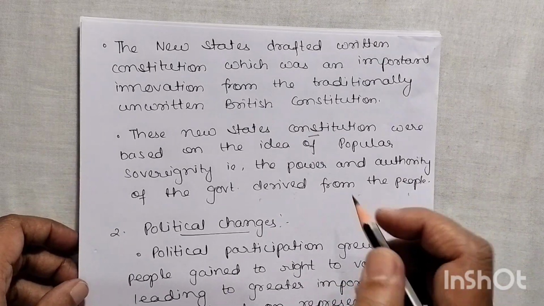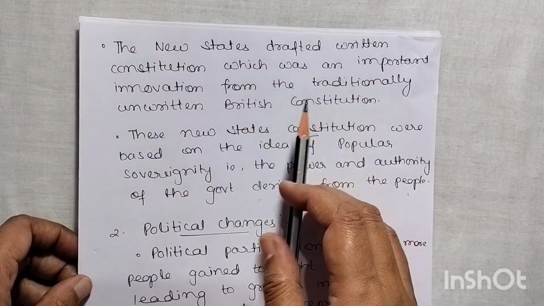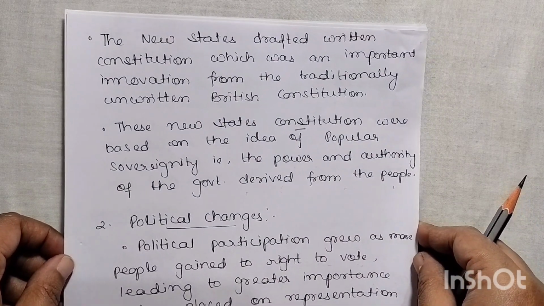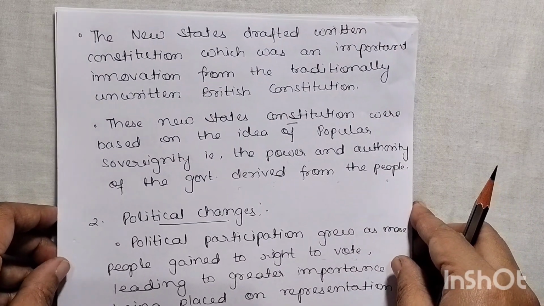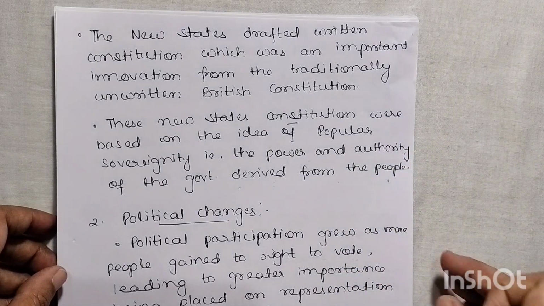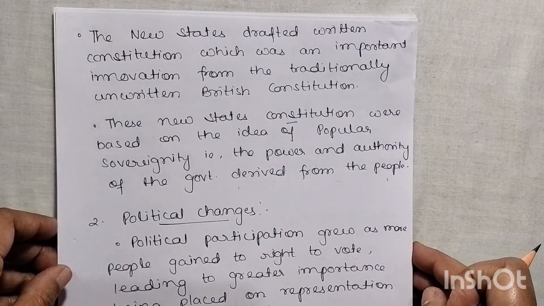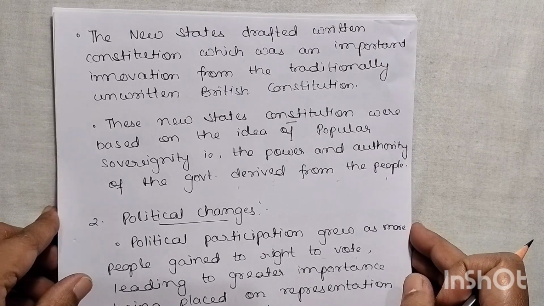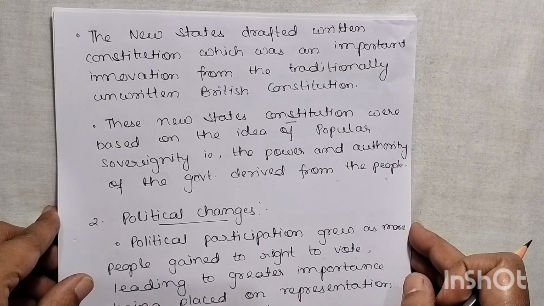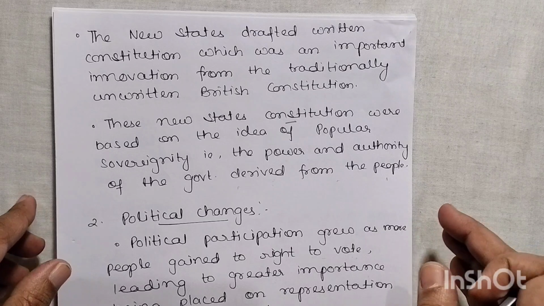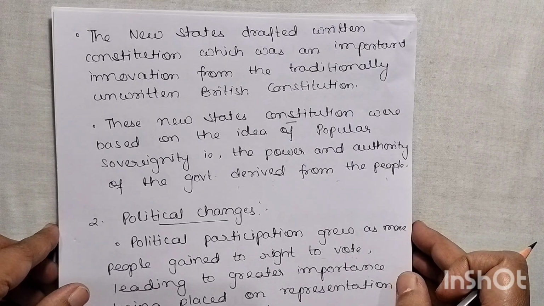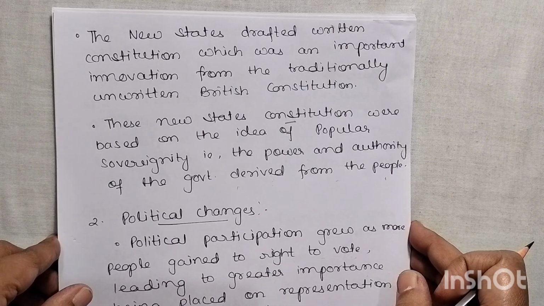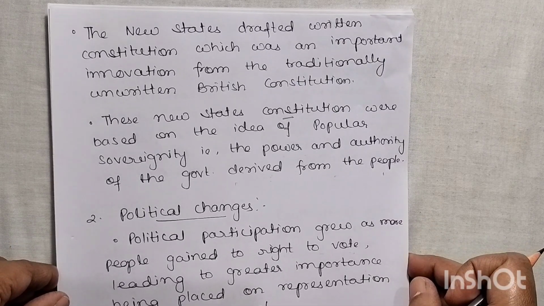The new states drafted written constitutions, which was an important innovation from the traditionally unwritten British constitution. Earlier, what happened? These 13 colonies were ruled by the unwritten British constitution. Now, these new states have framed a written constitution. Now, why is a written constitution important? Because it gives you a specific structure and organization, isn't it? A systematic function will be there, which everyone has to follow. That's why a written constitution is very much important.